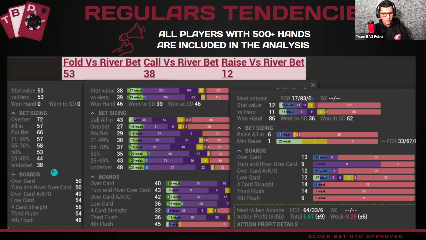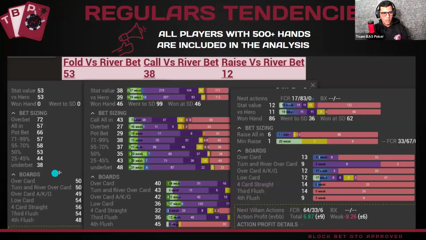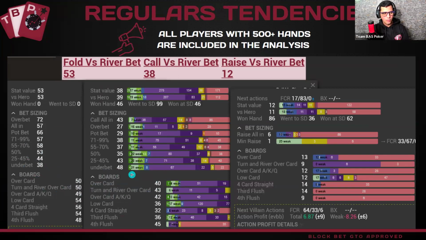Again, we'll focus basically on the folds against underbets, and funnily enough, here you can see that regulars are actually overfolding 38% to the block bets. They are calling 48%, and if we combine those two again, we'll come up to a total of 86, which leaves us with a raise of 14%.